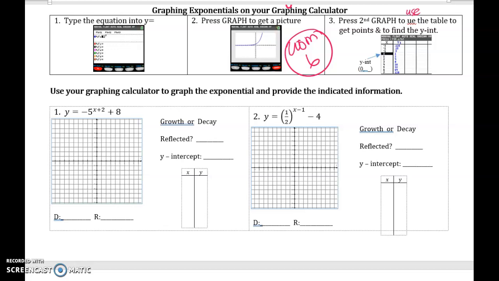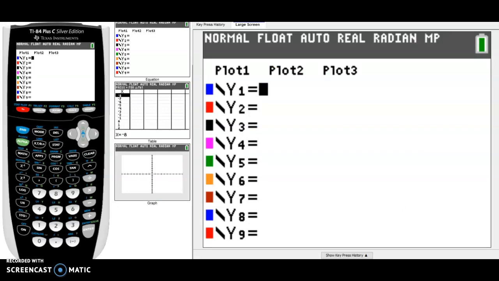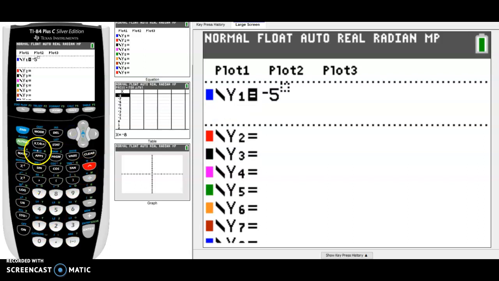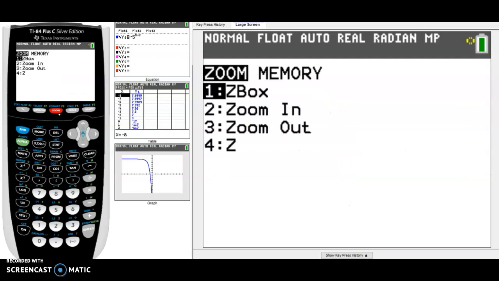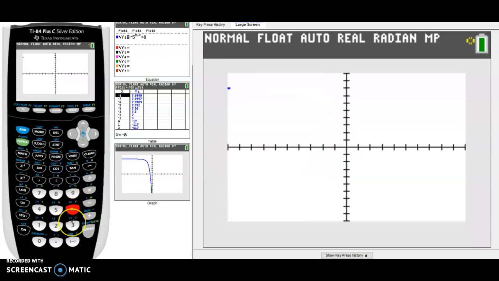Okay, so I'm going to attempt to pull up my graphing calculator screen. We'll see how this works. Hold on. All right, I got it. Hopefully you can see my calculator screen. So plug in -5 caret to the x plus 2, arrow over to get out of the exponent, and plus 8. Go ahead and hit graph. And if your graph does not fit on that window, remember zoom 6 is zoom standard, and it'll get you back to that nice place.